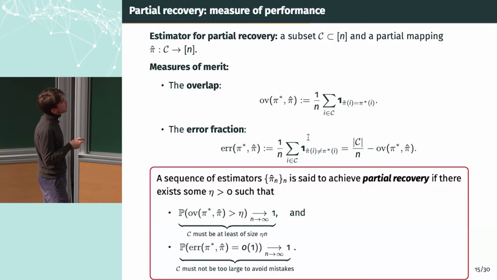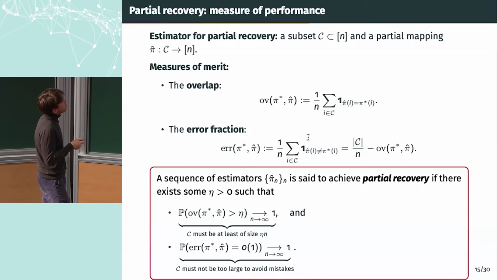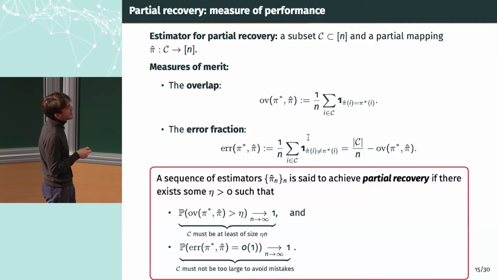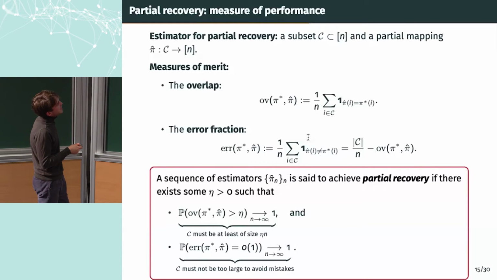The first one is the overlap. So what is the fraction of the nodes that are correctly matched among this node set C? And the error fraction is just the fraction of the nodes that are not correctly matched. It's the complementary quantity here. So we are interested in achieving partial recovery, meaning that there is some fraction eta such that I can guarantee the overlap will be larger than eta, with probability 1 when n goes to infinity. And in the opposite direction, I also want the error fraction to vanish when n goes to infinity with probability 1.